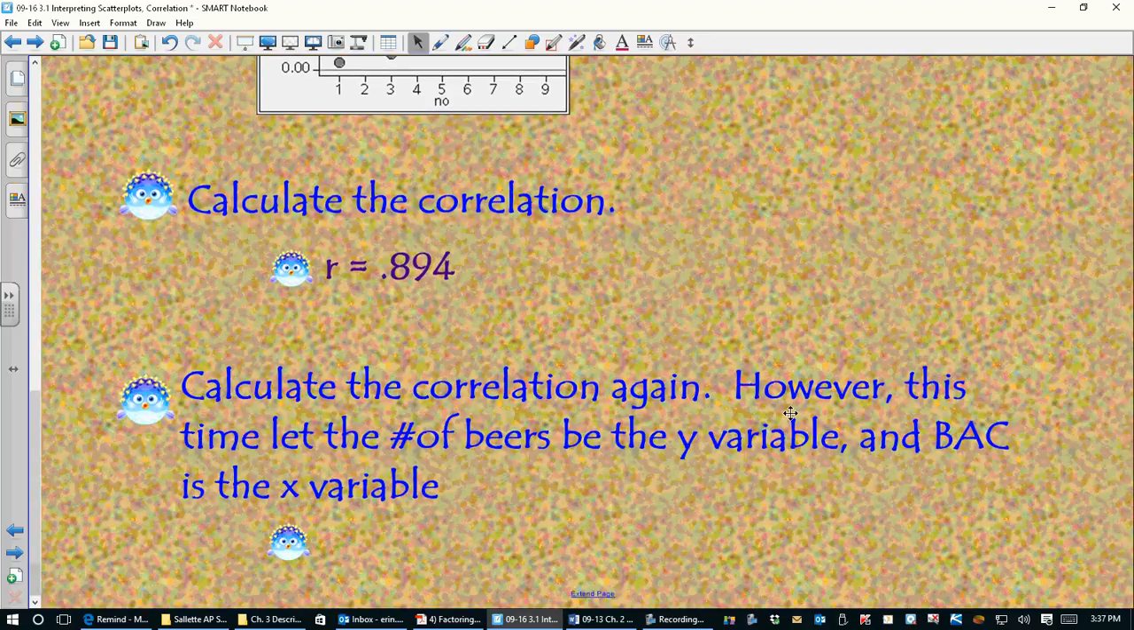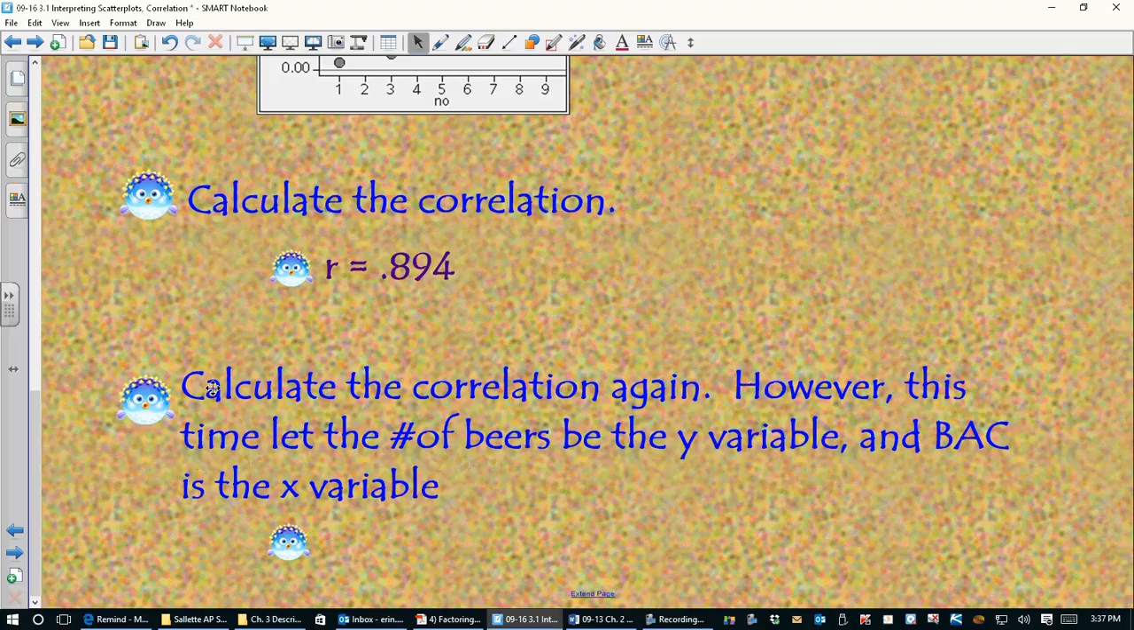Calculate the correlation again. However, when you go into your LinReg a plus bx, instead of list 1 being your x variable, let list 2 be your x variable, and then list 1 be your y variable, and see what it produces in terms of your correlation coefficient, your R. Well, it gives you the same thing. As we noted earlier, switching your values does not have any effect on R.